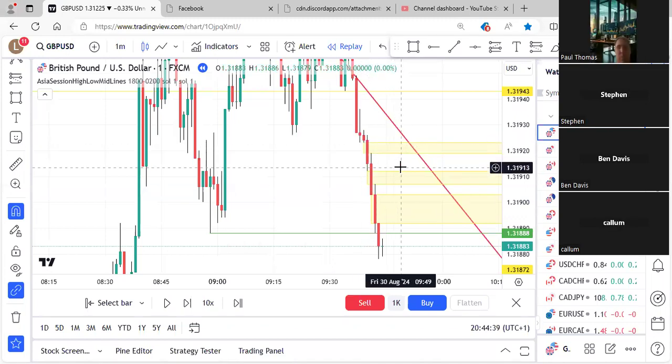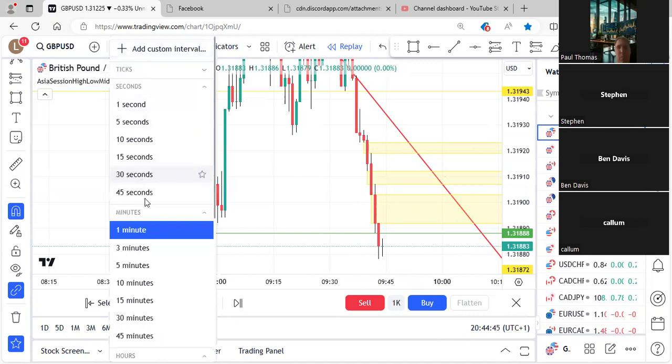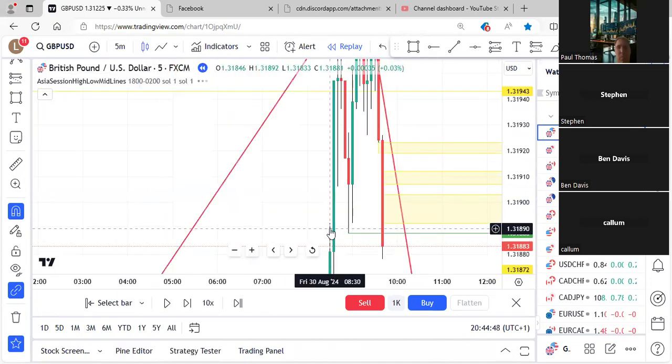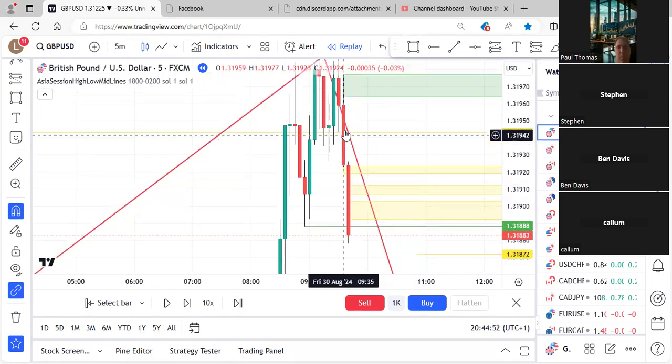Would that show, say, a BPR maybe on the 5 minute, do you think? Because obviously there's 3 candles there. Very possible, mate. Yeah. No, it doesn't. Fine. Cool. But obviously on the 5 minute, it shows us a really big possible imbalance here.